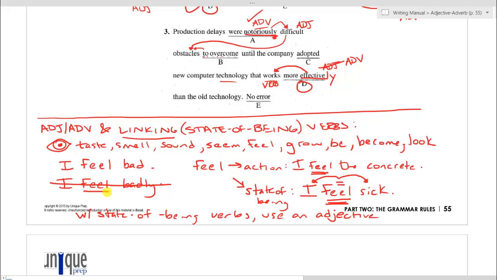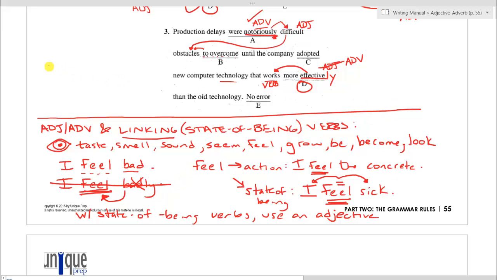So if you were going up to a pillow and feeling it and saying, oh yeah, this is concrete. It's definitely concrete. Then your action of feeling would be bad. You would be describing that action of feeling. You are not a good feeler if you go up to a pillow and you squeeze it and you say this is concrete. So again, most of the time on this test, when you have a state of being or linking verb, you are going to use the adjective, not the adverb.